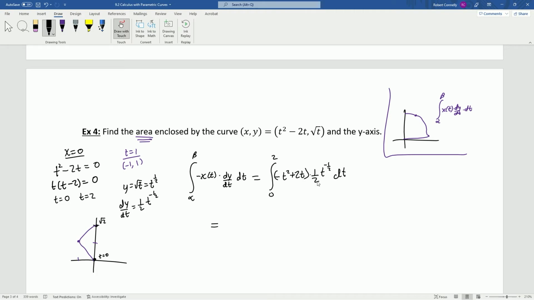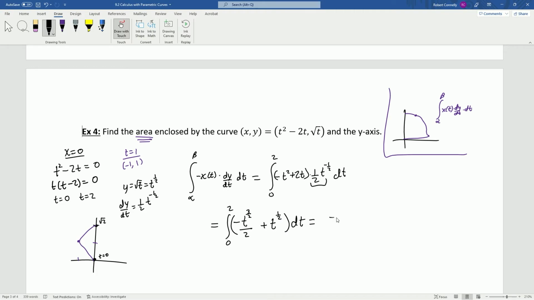Okay, so let's distribute this expression across. What do we get? Well, t squared times t to the negative 1/2. So this is negative t to the 3/2 divided by 2, plus, now the 2's cancel, and I get t to the first power times t to the negative 1/2. That's t to the positive 1/2 dt.